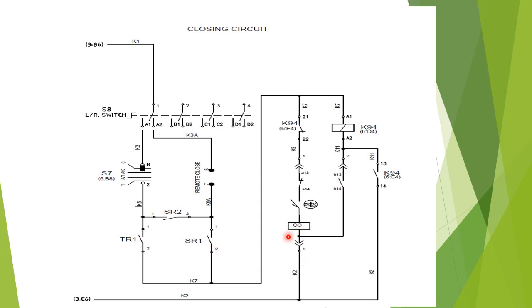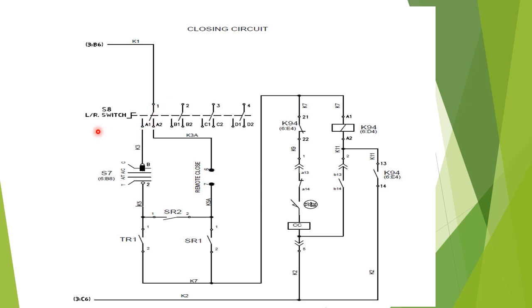CCCC is the closing coil and K94 is the anti-pumping relay. Here this is the anti-pumping relay contact, and these two contacts are the circuit breaker or VCB auxiliary contacts. These contacts are shown in de-energized condition, that is under normal condition or breaker off position; this contact will be NC and this contact will be NO. And in series with the closing circuit is the anti-pumping relay contact, that is the NC contact.